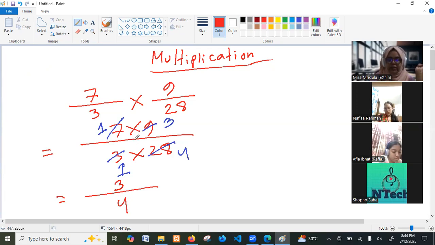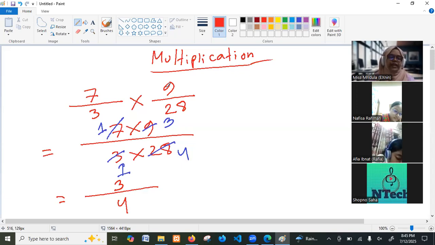But if you did the multiplication, 7 nines are 63, 3 times 28, a very big number will be, right? So at that time, it will be a little bit hard to find out what will be the common divisor. So that's why we can do it in the second step. Okay, it's going to be easier in this way. So this was all about the multiplication of a fraction with an integer number and a fraction itself.